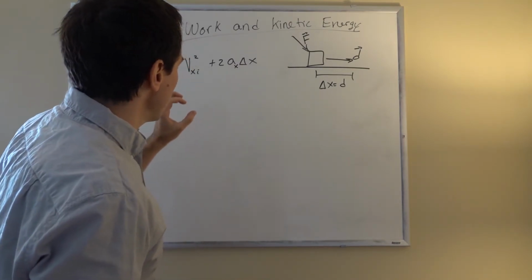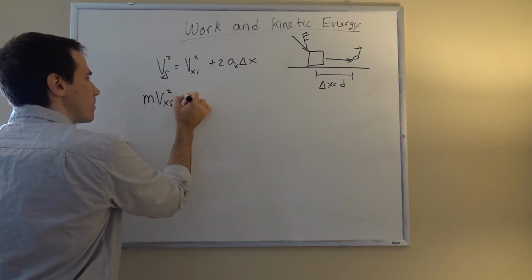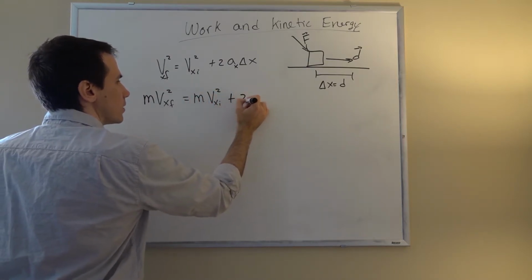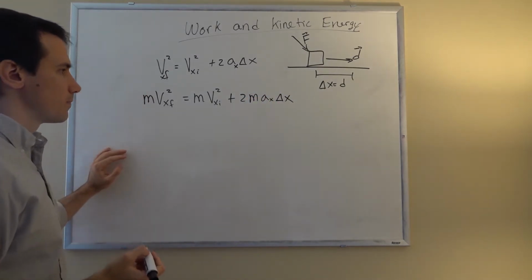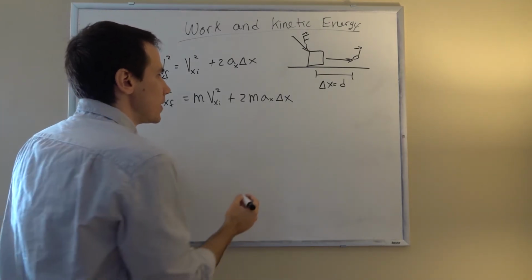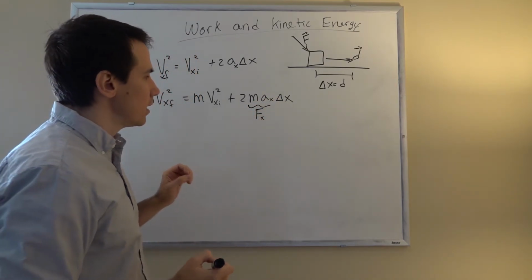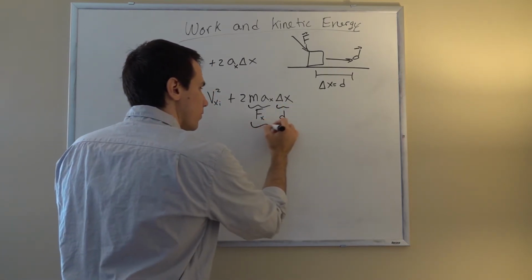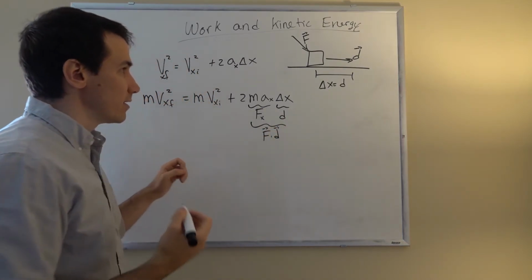Okay, so what I'm going to do with this equation is I'm going to multiply both sides by the mass. So my box has some mass, and I'm multiplying both sides of the equation by that mass. Now, the thing I want to focus on first is this here, because this looks like the force in the x direction, right? And this looks like my displacement. So this whole thing looks like the dot product of force with displacement, right?